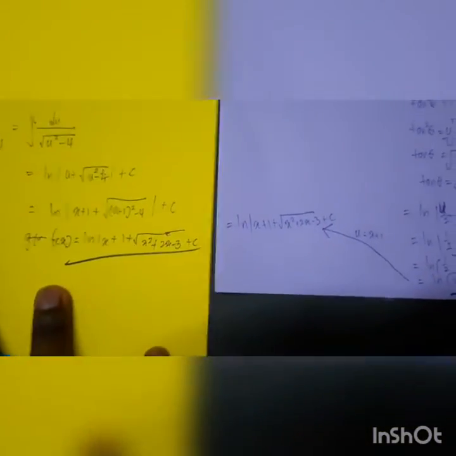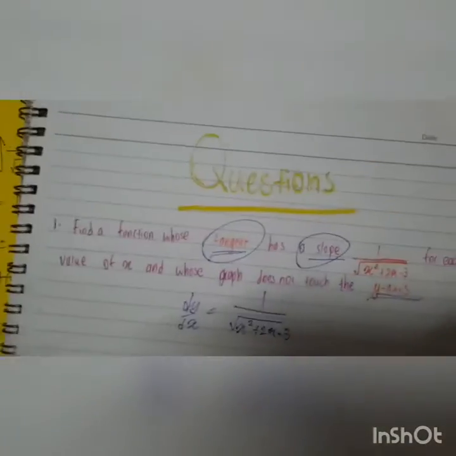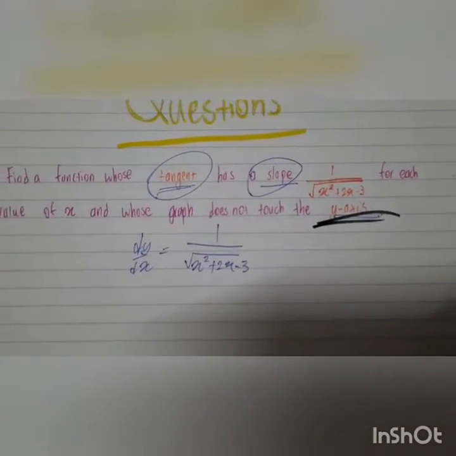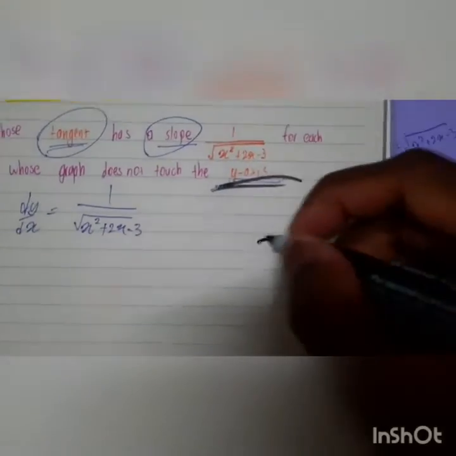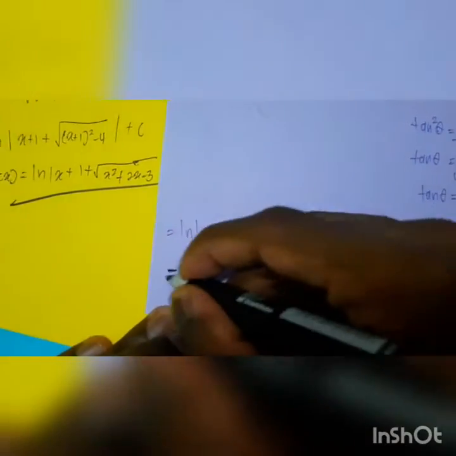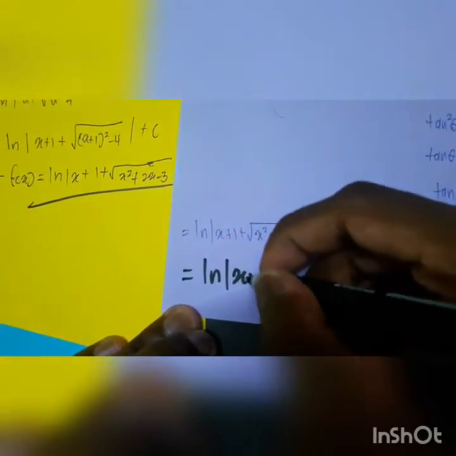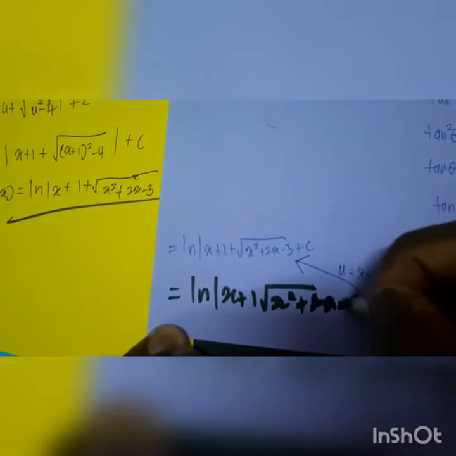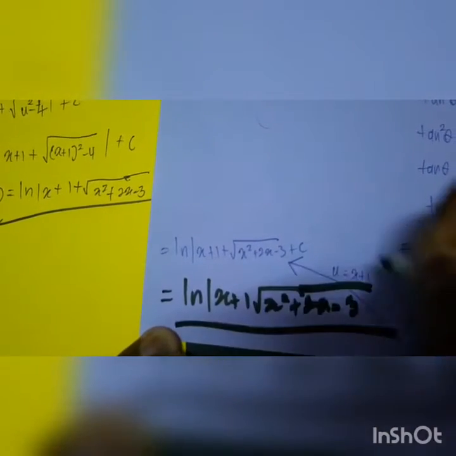But referring back to the question, it states that the graph does not touch the y-axis, which means the y-intercept equals 0. So looking back at the equation that we got, our final equation should be ln of x plus 1 plus square root of x squared plus 2x minus 3, and that would be it as c is 0.